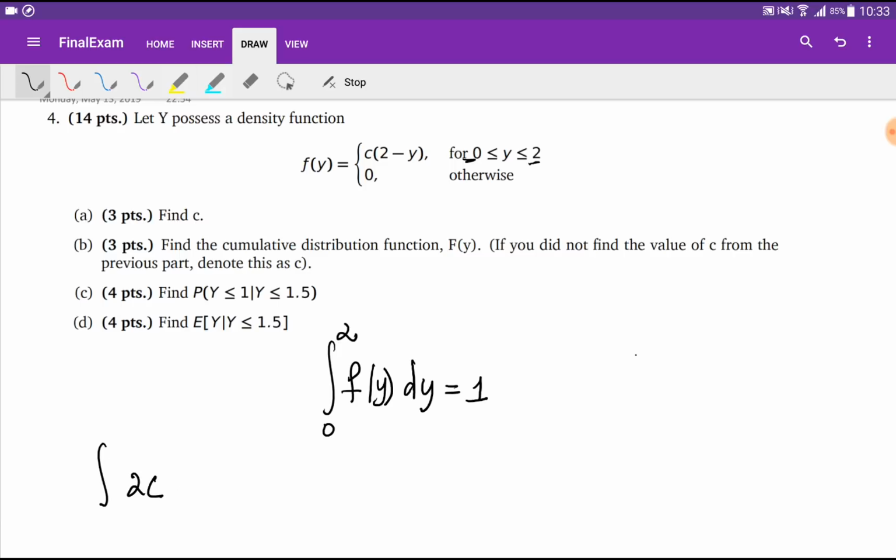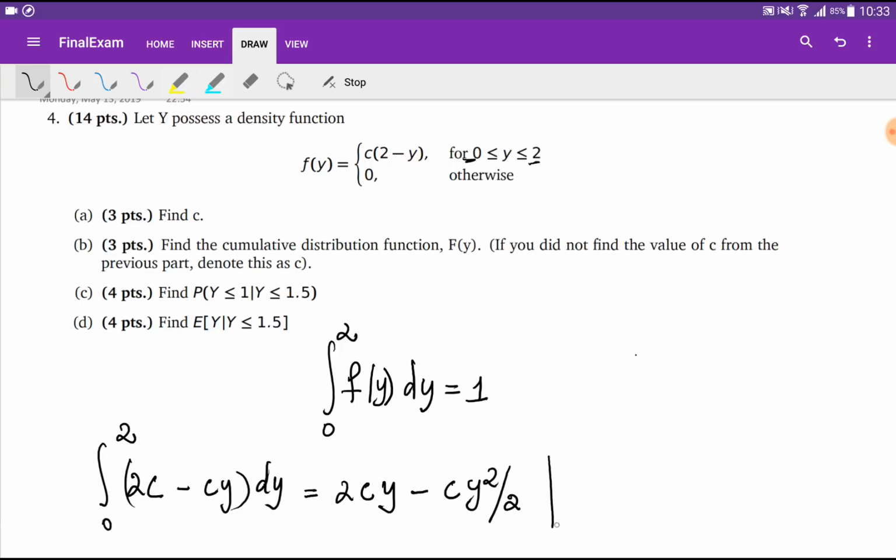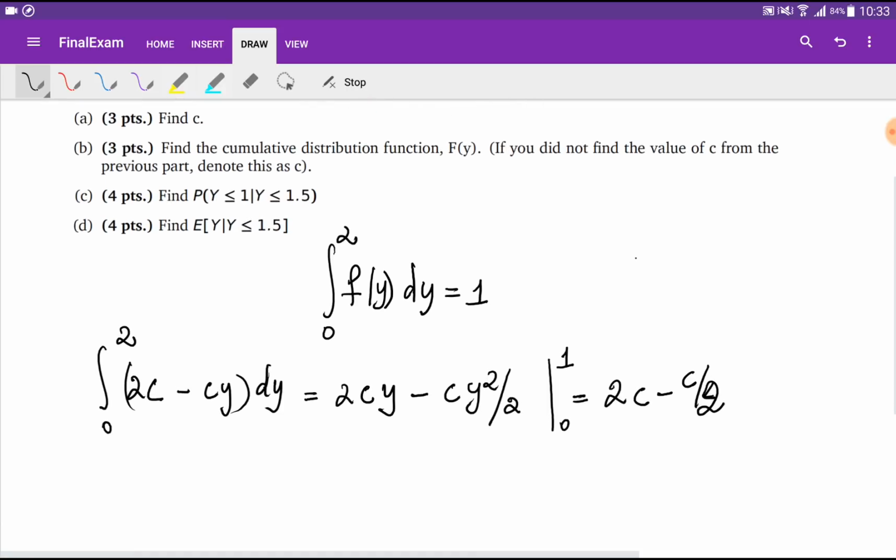So 2c minus cy, its integration from 0 to 2, is equal to 2cy minus cy squared over t, because we're integrating with respect to y, and we need to put the values from 0 to 1. So let's put 1 instead of y. So it's going to be 2c minus c over t, right? 2c minus c over t. And if we put the 0, it's going to be 0.